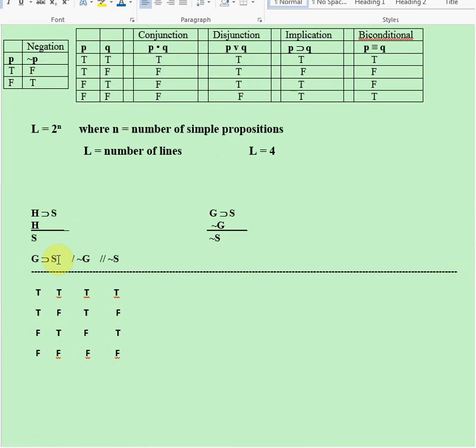So the first premise is if G then S, and so we do the computation for that one. Well, that's the conditional. So if true, then true is true. If true, then false is false. If false, then true is true. And then if false, then false is true as well, right? That is our conditional, which is our first premise here.